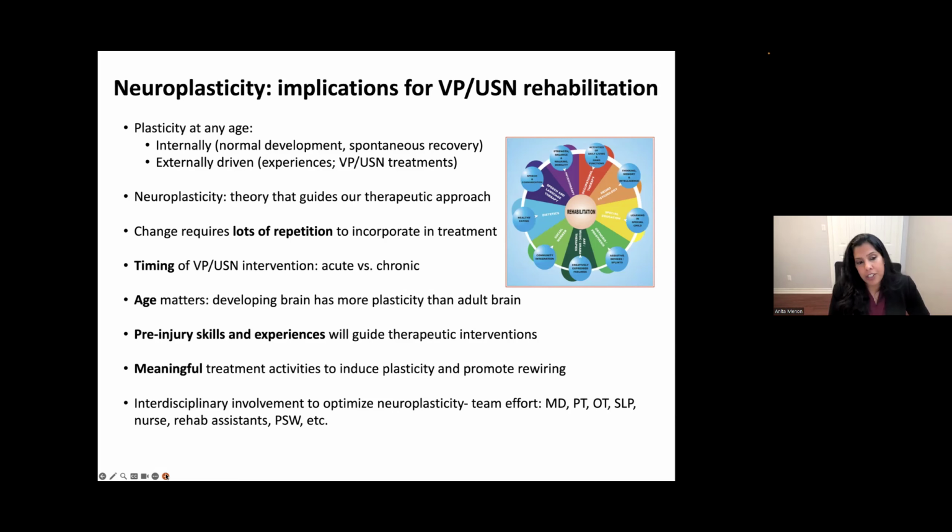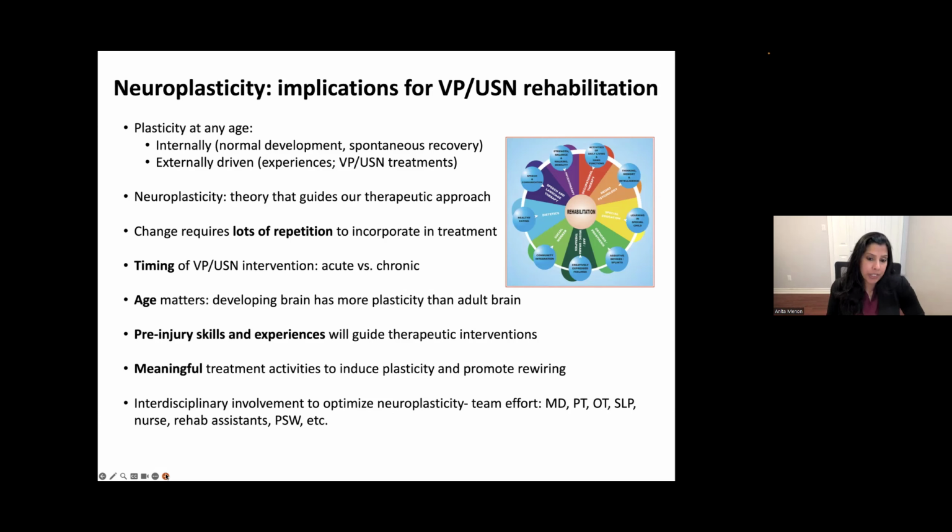Of course, we see that age does matter. So the developing brain has a bit more plasticity than the adult brain, but it's not to say that the adult brain cannot relearn or create new pathways and strengthen those pathways as well. It's just maybe a bit more facilitated in a developing brain as opposed to a brain that's fully developed, as in an adult brain.